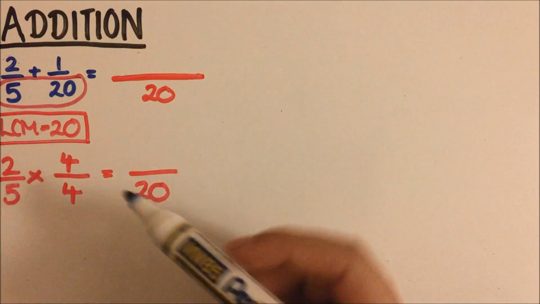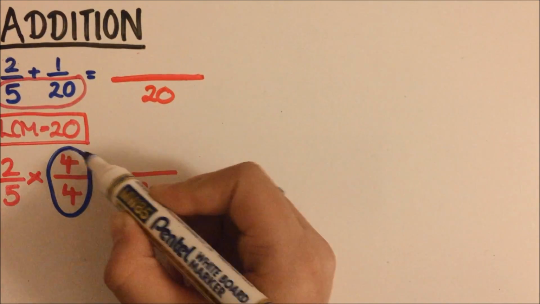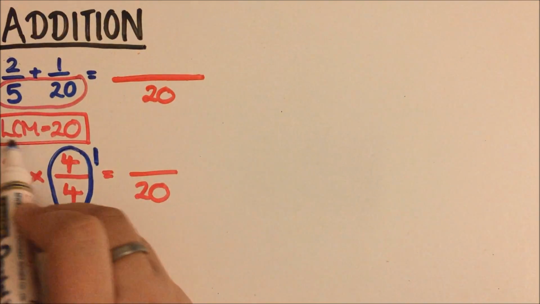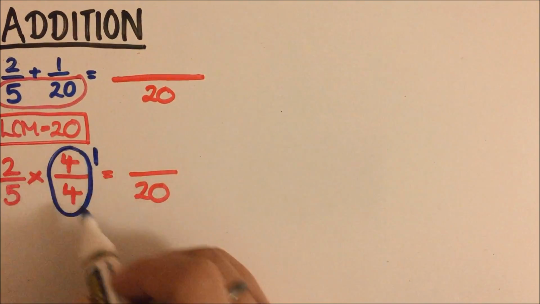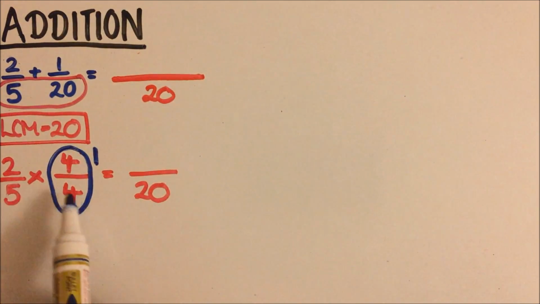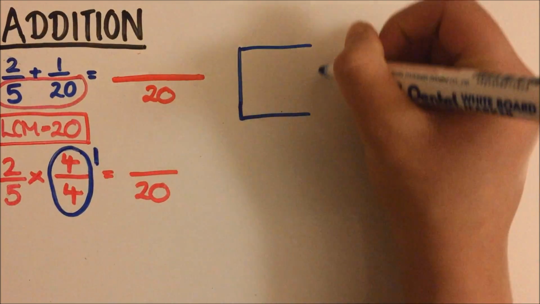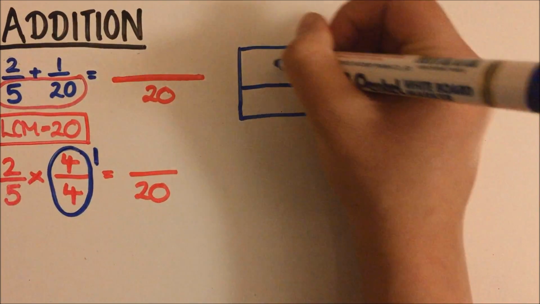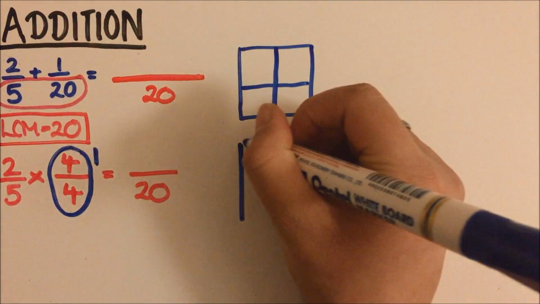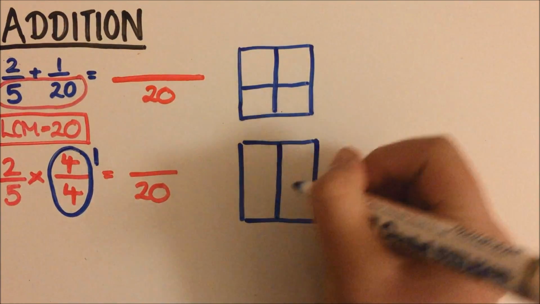Now the reason why I multiply the top by 4 is because essentially 4 divided by 4 is the same as 1, and you know any number multiplied by 1 gives the same number. Now the reason why this works is because, let's take a look at an example. I think that everything just makes so much more sense with a diagram, so that's what I'm going to use now.